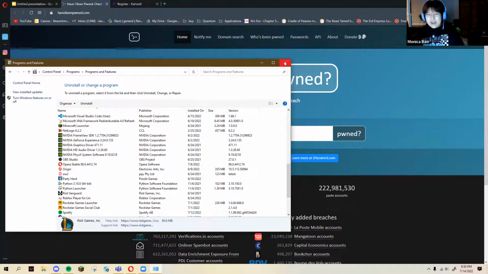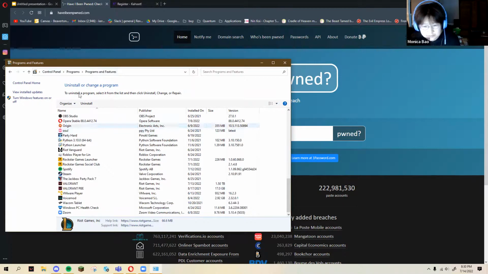I think I used to have a MacBook and it was a slightly different way, but it also included going to your control panel equivalent. I don't know what the Apple version of that is, and going to your programs and features and deleting it.